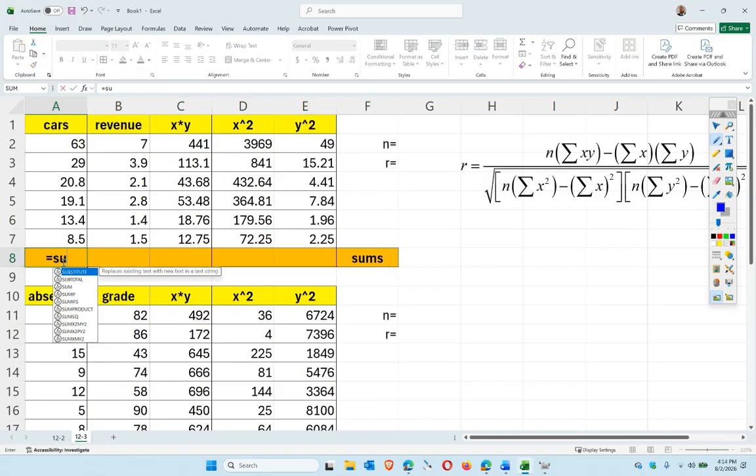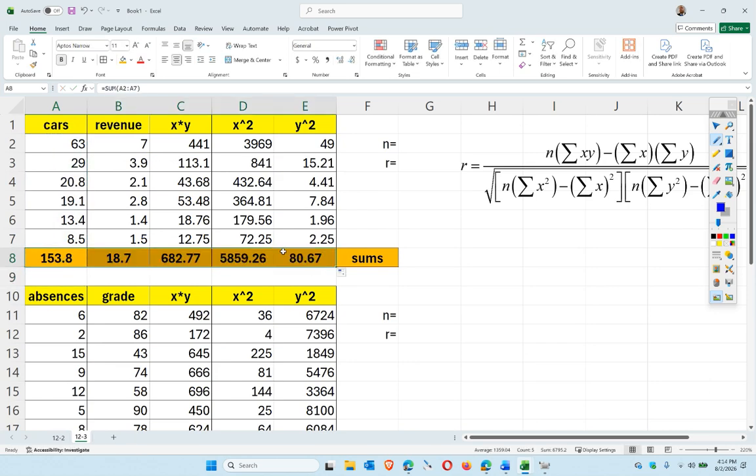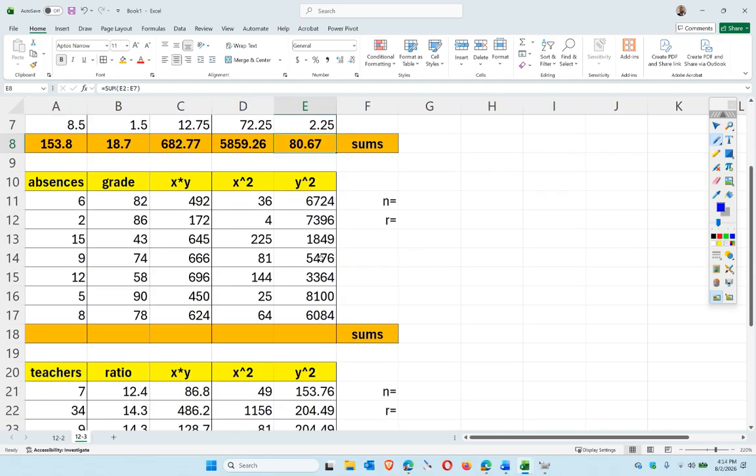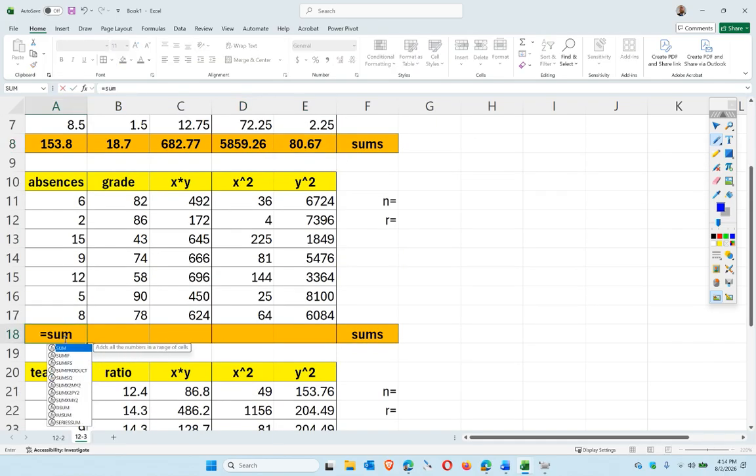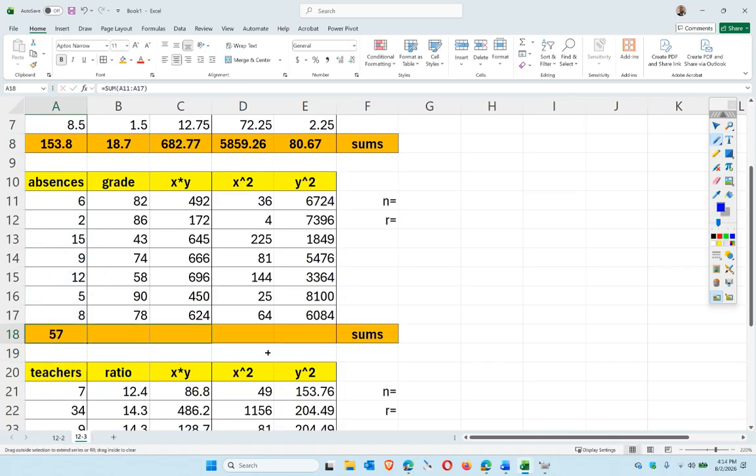Okay, so this equals the sum of all of these things here. Then I'll drag it across. Okay, so this represents the sum of x, the sum of y, the sum of x times y, x squared, and then y squared sums, essentially, right? So we'll do the same thing here. We'll do the sum of all of these, and then drag it across.